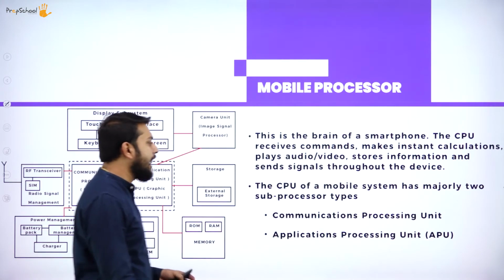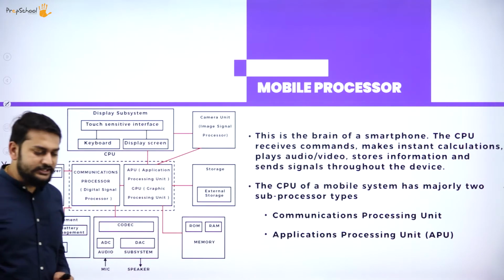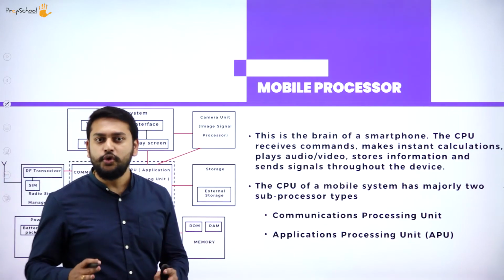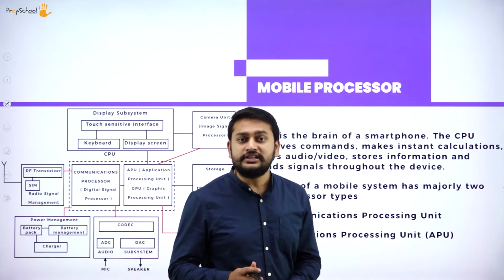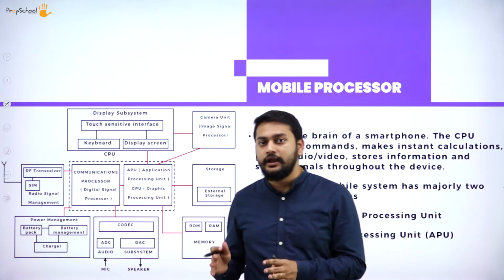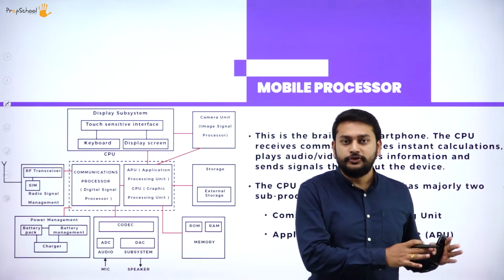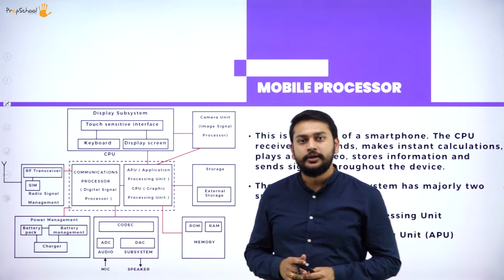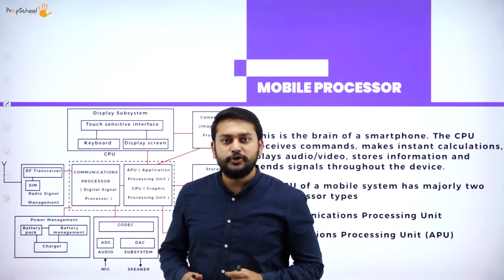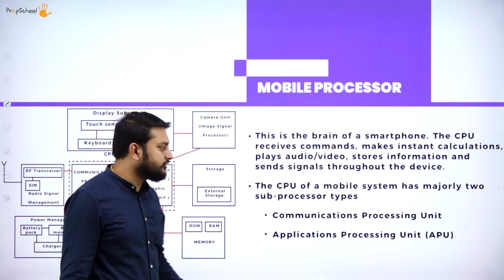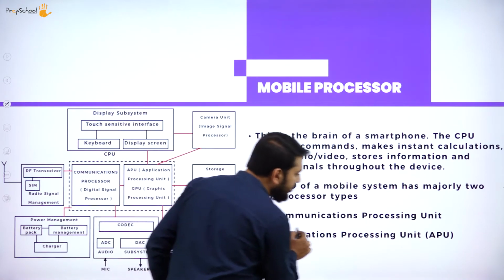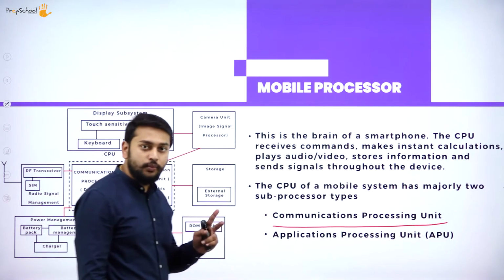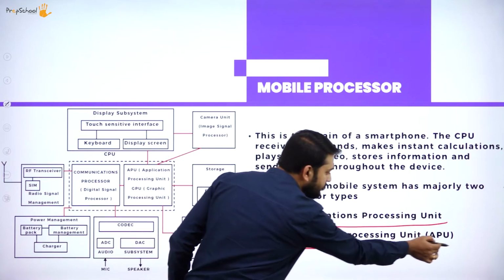What is the first one that I have? Mobile processor. In the same way like how I had CPU, central processing unit, for the computer, even for the mobile I have the central processing unit. In that central processing unit, I have mainly two units. The first one is the communication processing unit, and the second one is the application processing unit.